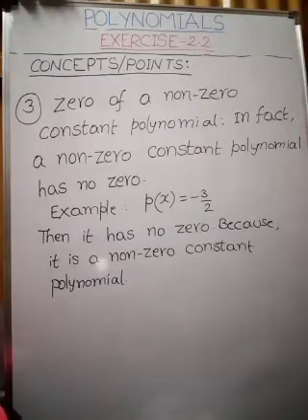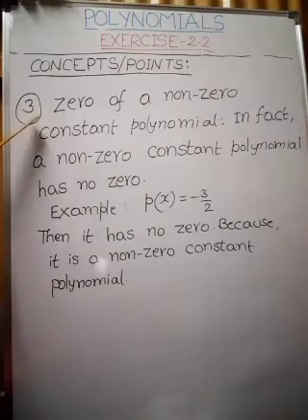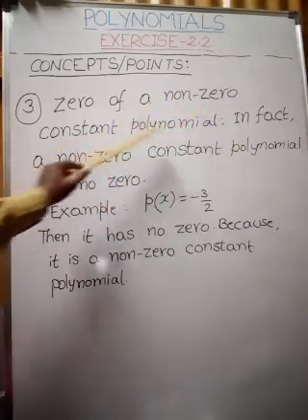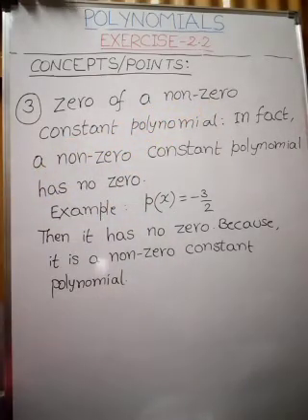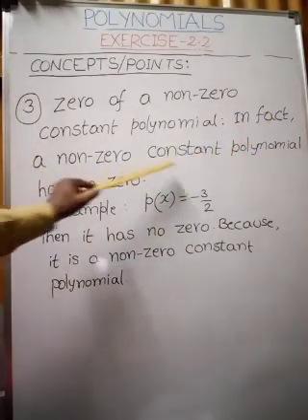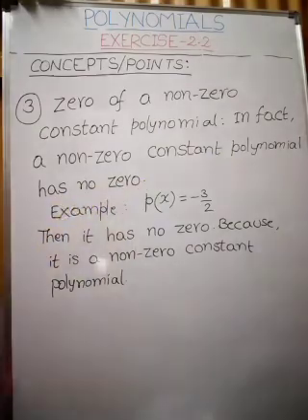Now come to the next point, my dear children. That is third point. 0 of a non-zero constant polynomial. Then what about 0 of a non-zero constant polynomial? In fact, a non-zero constant polynomial has no zero. It means we can't find zero of a non-zero constant polynomial. Is it clear, my dear children?